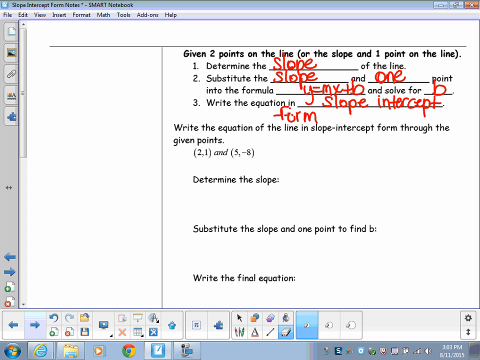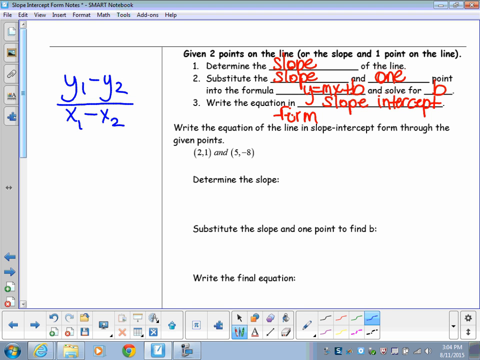Now we're going to practice our problems. In order for you to do this first practice problem, you have to know the slope formula. Your slope formula is the change in y over the change in x, or y1 minus y2 over x1 minus x2.